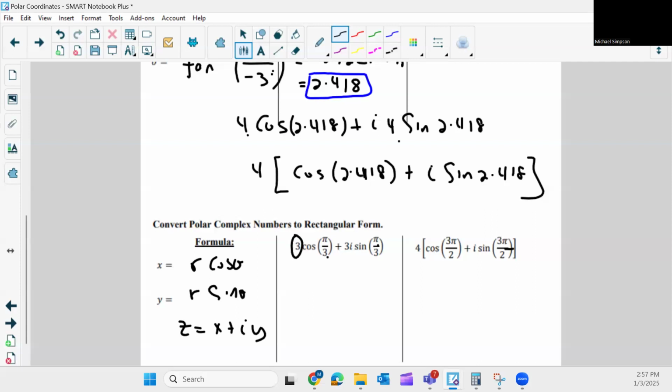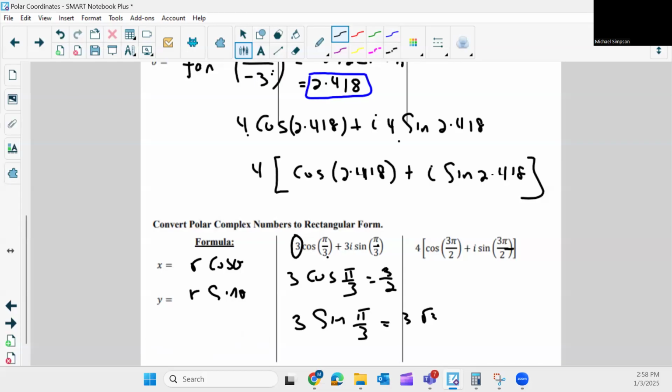All right, so all we have to do now is x is going to equal, so r is 3, times cosine of the angle, cosine of pi over 3. Cosine of pi over 3 is 1/2, so 1/2 times 3 is just 3/2. And then for y, y is going to equal 3 times sine of pi over 3. Sine of pi over 3 is root 3 over 2, so that gives me 3 times root 3 over 2.